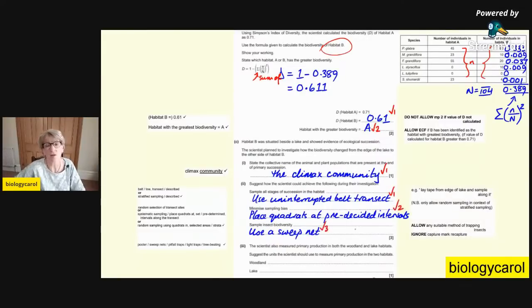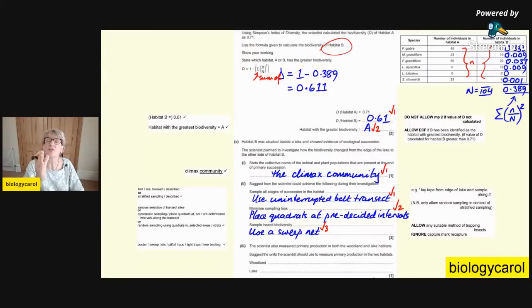So I got the marks for those. A scientist also measured primary production in both the woodland and lake habitats. This was the units one. Primary production is mass divided by the area of land that the primary production is being assessed on.